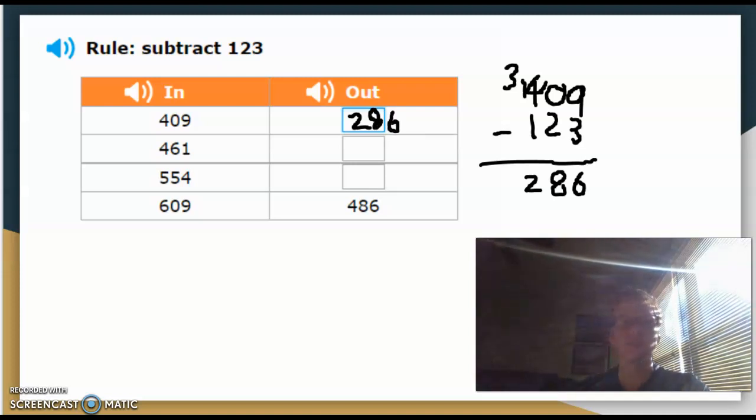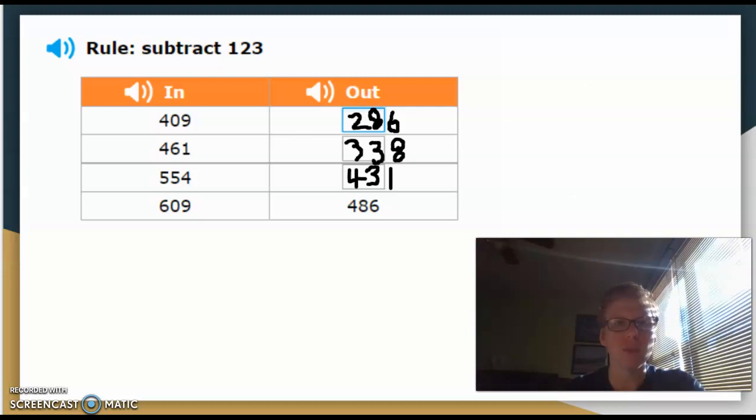I want you to solve the next two boxes for this input-output table. I want you to take 123 away from 461 and then do it again to 554, and then we'll compare our answers. All right, our answers for those subtraction problems: 461 take away 123 is 338, and then 554 take away 123 is 431. If you didn't get those answers, go back and double check your math, make sure that you're borrowing from the right place, and so on.